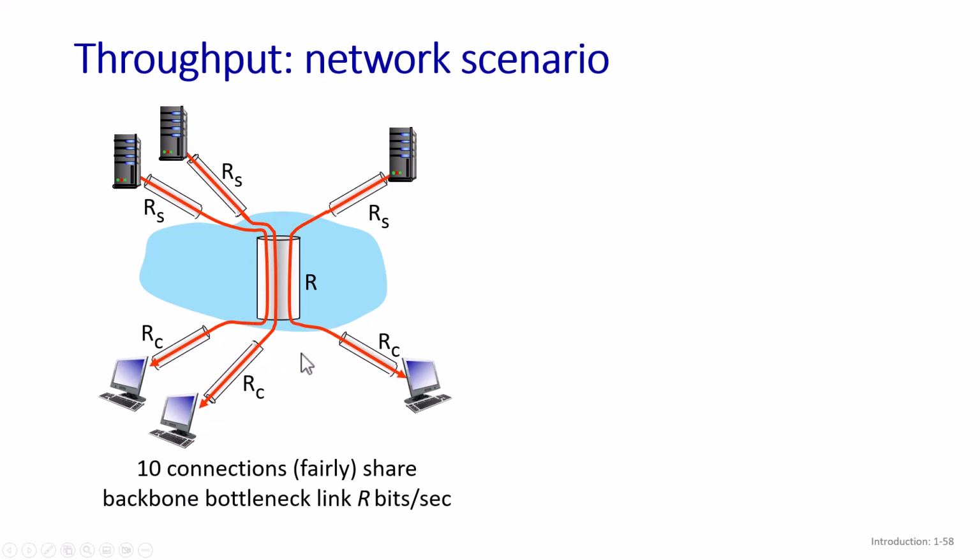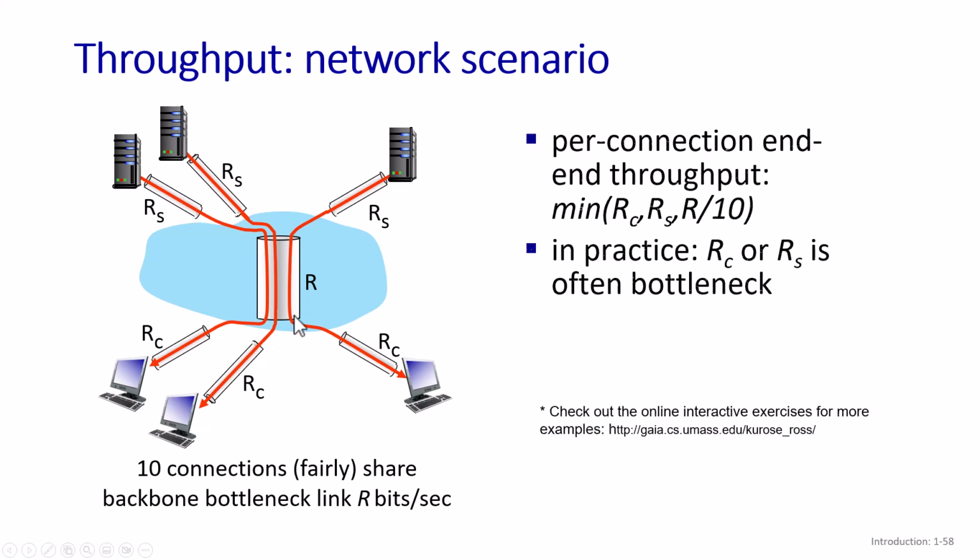But let's assume that this link with capacity R is shared fairly among these 10 servers and clients. So each connection gets a capacity of R over 10, right? Per-connection end-to-end throughput is R over 10. So what's the throughput? Well, the throughput will be the minimum of Rc, Rs, and R over 10, okay?